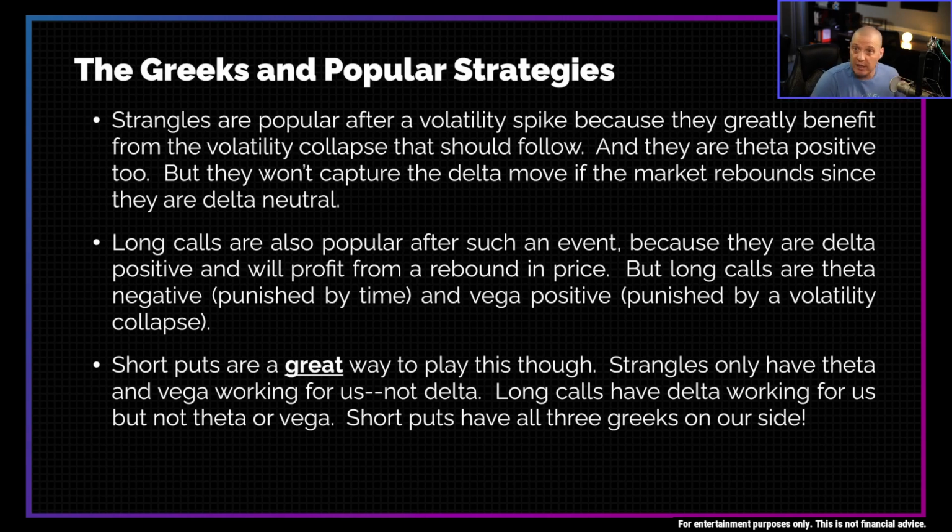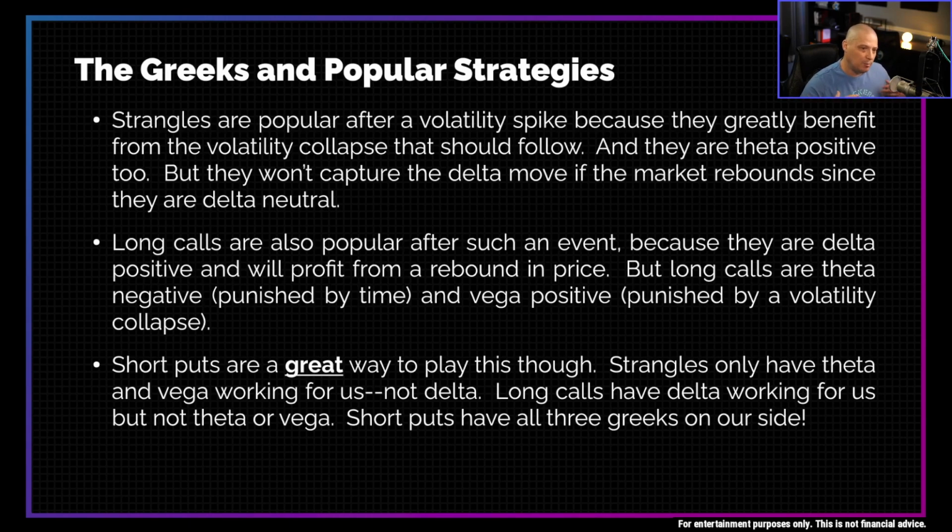So if the market greatly rebounds, which it tends to do after a crash, right? You could kind of guess that the market was going to come back up in a big way. Well, in that case, you're not really going to capture all of that delta, right? So strangles, they check two of the boxes, but not the third.